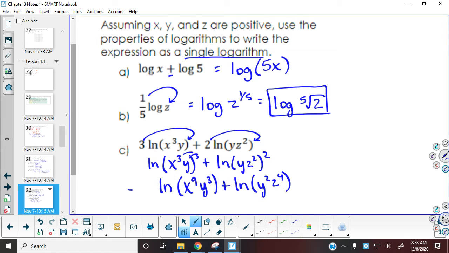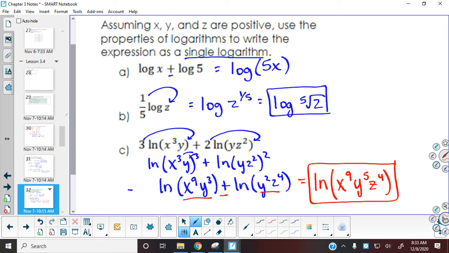And then, because we have addition separating these two natural logs, we are going to go ahead and multiply these pieces here. So we have the natural log, x to the 9th doesn't have anything to combine with, y cubed and y squared, because we are multiplying them, we are going to add our exponents to get y to the 5th, and then we have z to the 4th, and that is our final answer.